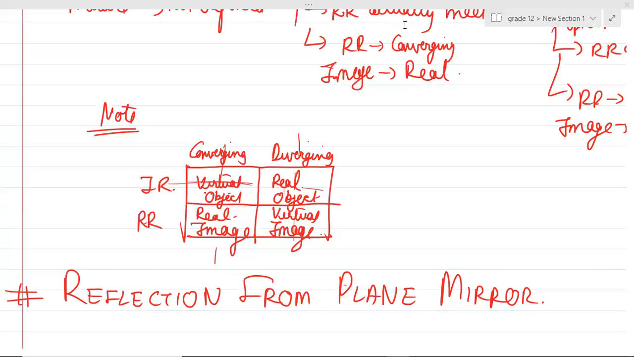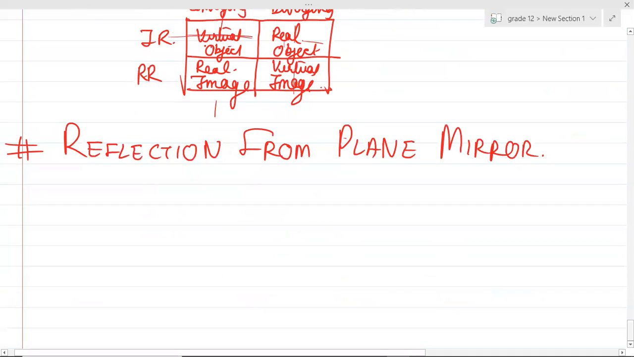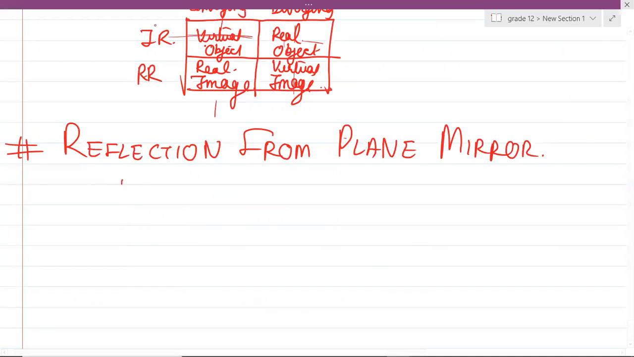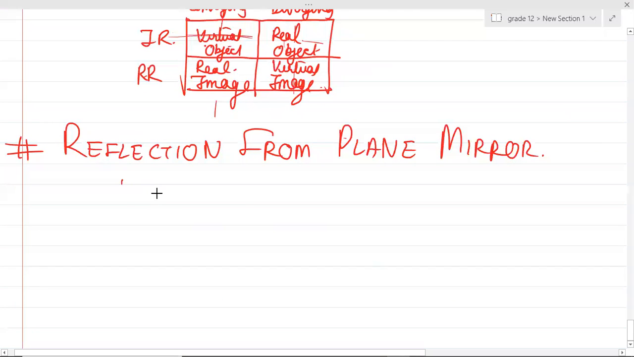Plane mirror. What is a plane mirror? Everyone already knows what a plane mirror is. It is a piece of flat glass. Shall I draw anything for it? Suppose a very thin plate of glass is there, and on this thin plate of glass, what will you do? On one side, you'll paint a reflecting surface. The reflecting liquid can be of anything.